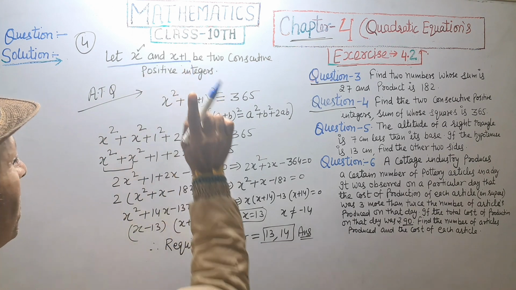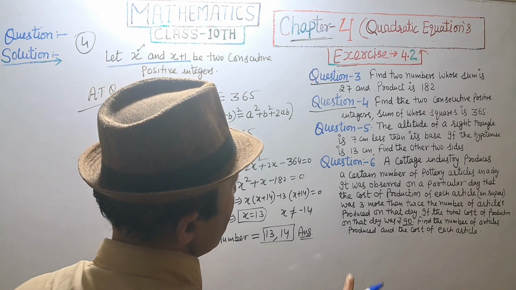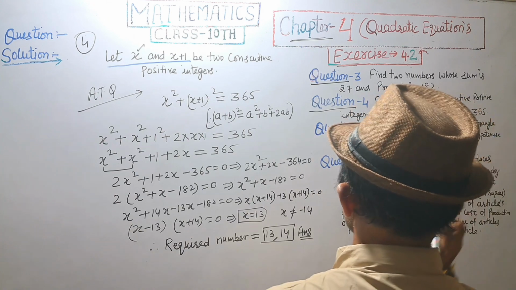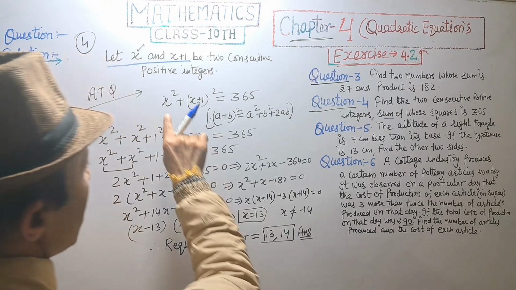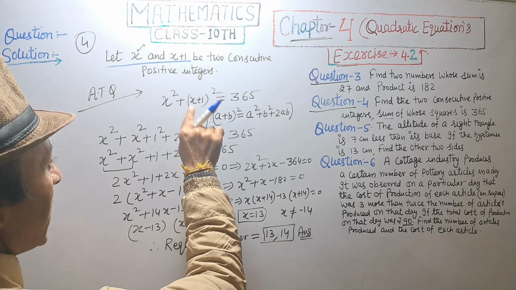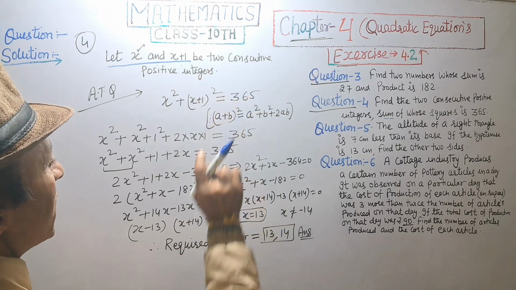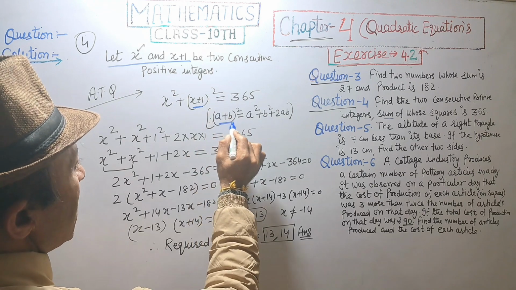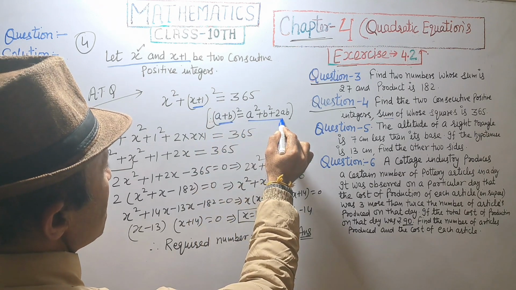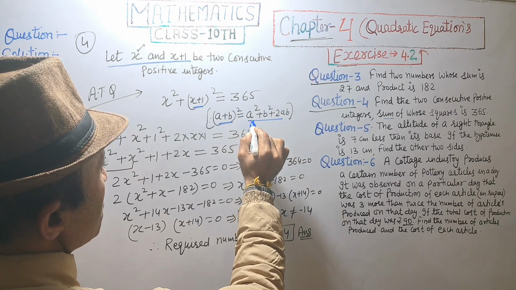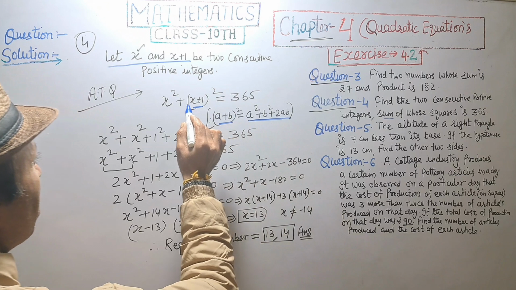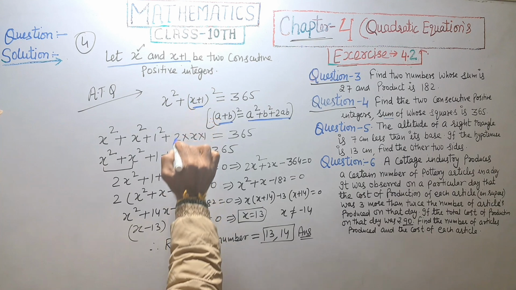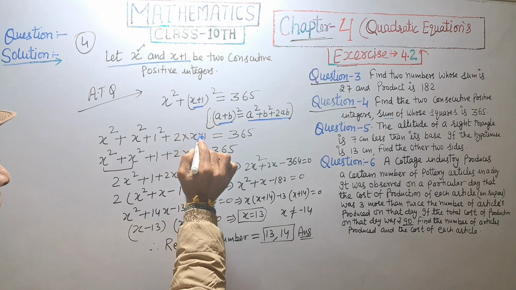Let x and x plus 1 be two consecutive positive integers, and according to the question, the sum of their squares is equal to 365. So x squared plus (x plus 1) squared equals 365. As we know, (a plus b) squared equals a squared plus b squared plus 2ab. Here a is x and b is 1.